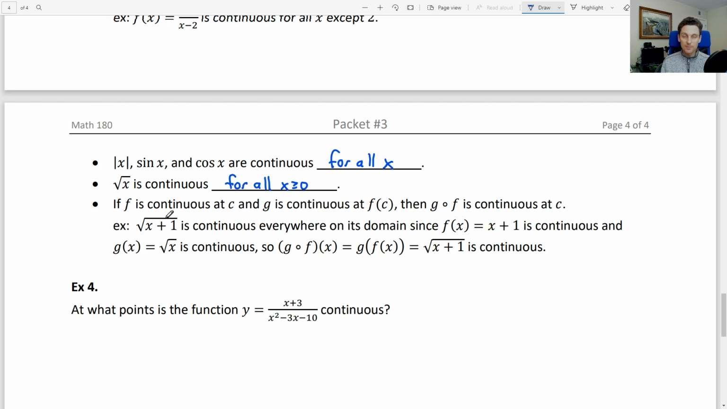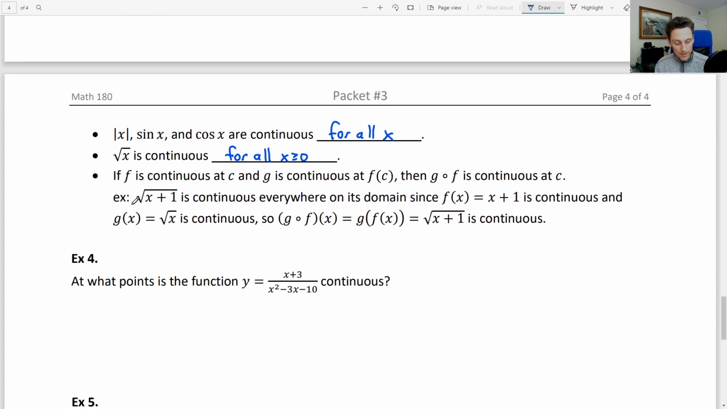Because you'll be able to make it through the gauntlet. You'll have f of c is going to be continuous, and then if you look at that f of c right here, and you know that g is continuous there, well then g of f of c is going to be some point on the graph, and because of the continuity, the limit is going to be equal to the value of the function there. So the limit will be equal to g of f of c, and therefore g compose f will be continuous at x equals c.